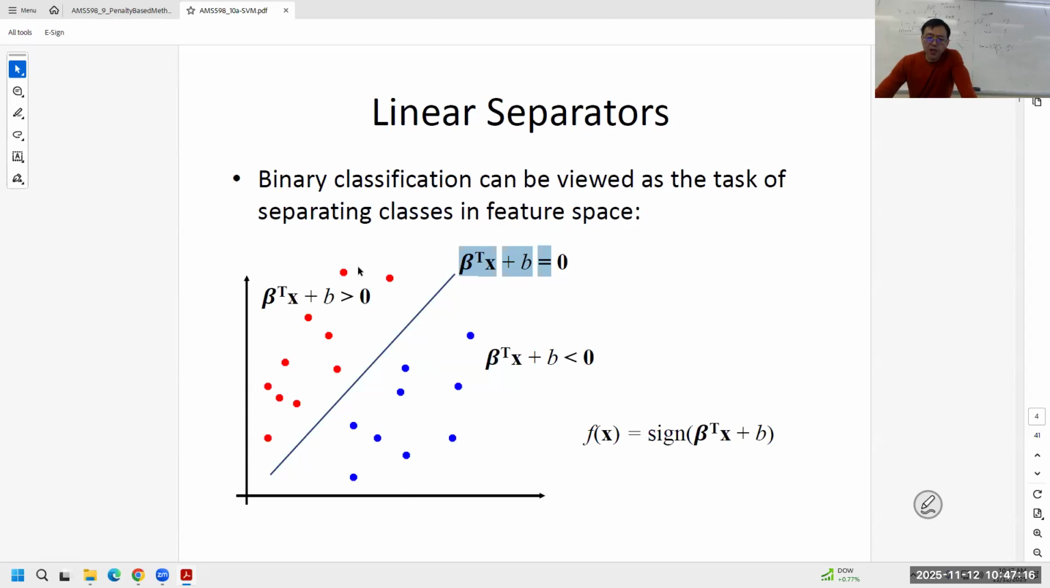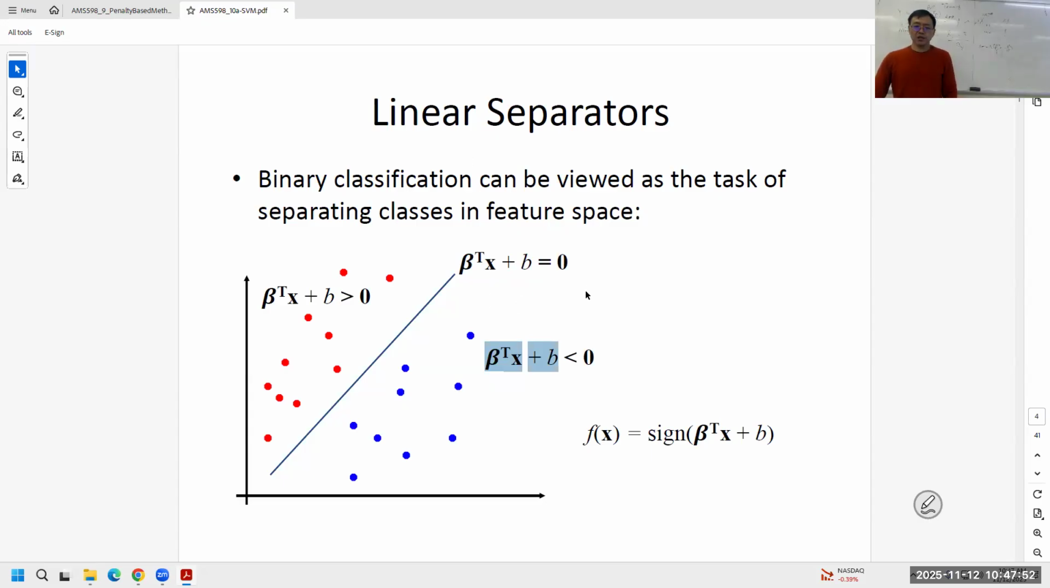If you plot it, you can see in this case, for the red dots beta transpose x plus b is bigger than 0, and for the blue dots it is less than 0. So if we can find some line or hyperplane, beta transpose x plus b equal to 0, that can separate these two, and if we take the sign of this, then beta transpose x plus b can perfectly separate these two classes, right? This is a linear separator. So we are taking this in a linear form.